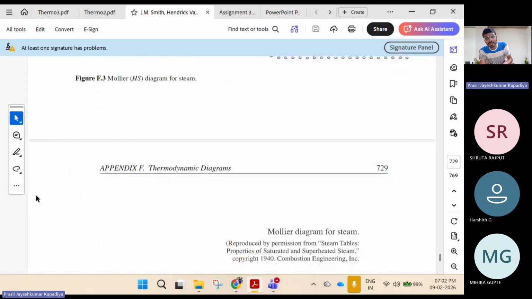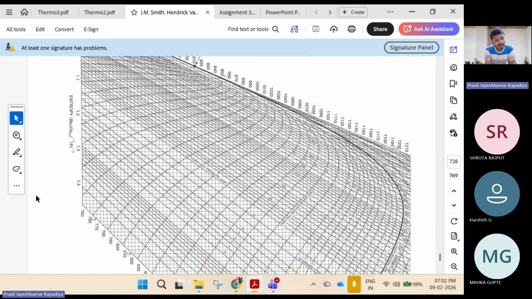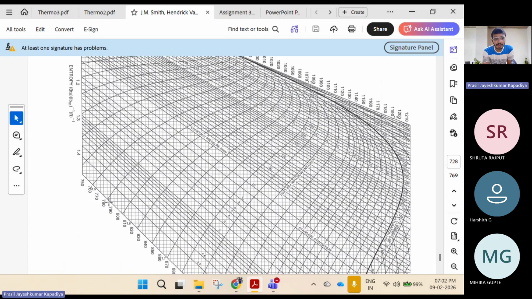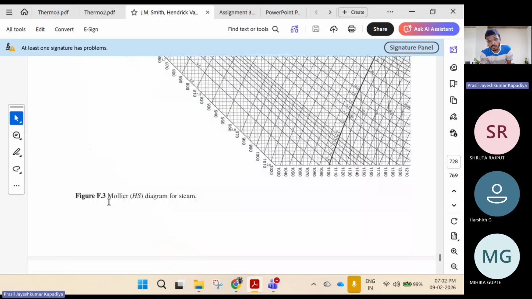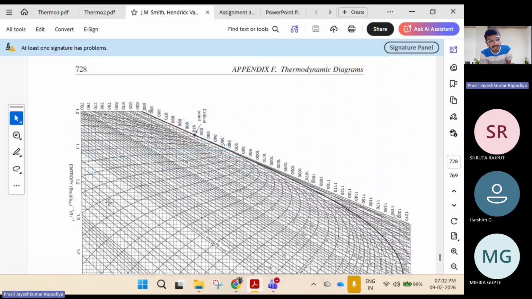Mollier diagram is called the enthalpy-entropy diagram. When I was pursuing my BTech around 7 or 8 years ago, in our examination we were given this kind of Mollier chart, and we were supposed to find a property of interest, let's say enthalpy or entropy. I don't know how you are asked in your exams currently, but we were asked this.